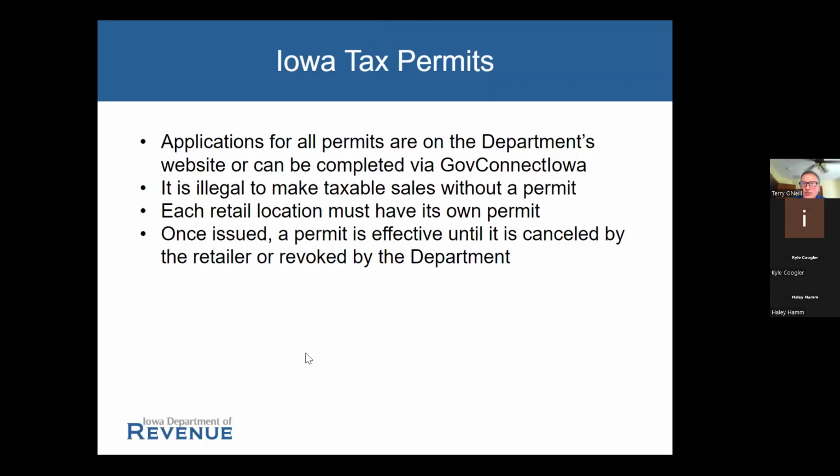Once you do get a sales tax permit from the department, it's going to stay in effect basically forever until either you cancel it, or in rare occasions, the department can and will revoke a sales tax permit from you. Now, why would we do that? Well, if a retailer has problems, if they don't file returns, if they don't remit the tax, if they have a whole lot of issues like that, we can and we will revoke your sales tax permit, which effectively puts you out of business. Now, we just don't wake up in the morning and decide we're going to revoke a sales tax permit, okay?